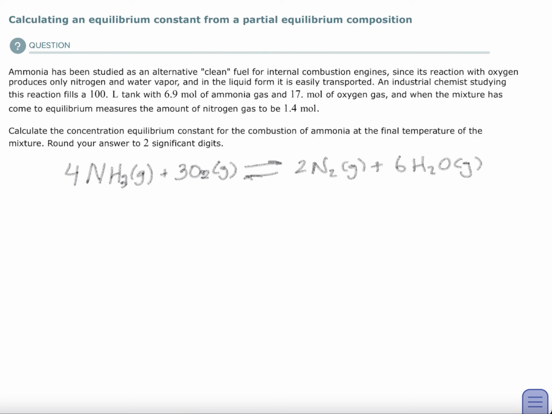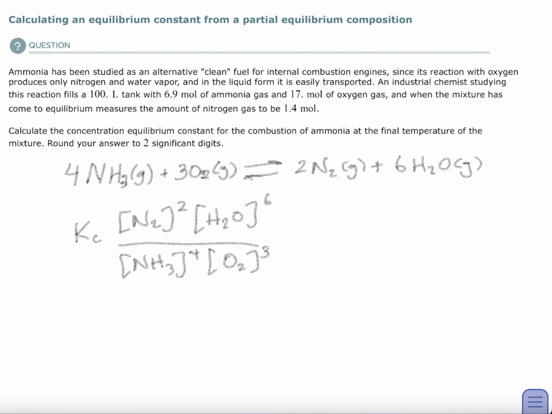It's from the balanced equation that you're going to be able to use the equilibrium expression K sub C. So K sub C is going to be your products taken to the power of the coefficients multiplied together, divided by the reactants taken to their coefficients multiplied together. So N2 squared, H2O to the 6, divided. Okay, so that's always the beginning. That's where we start. So we need to find the molarities of these.